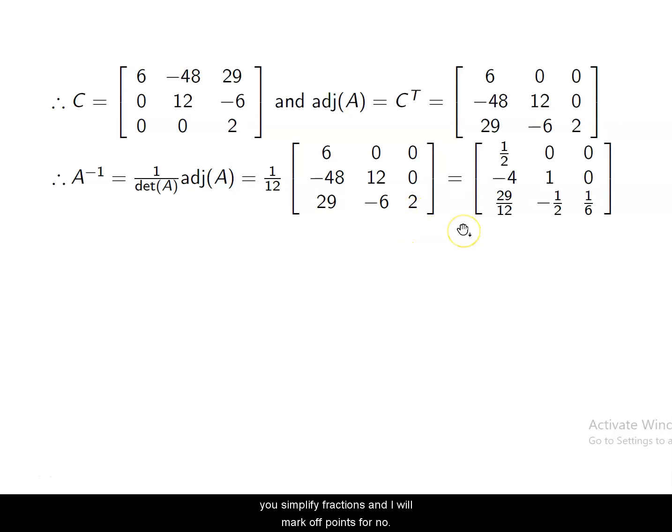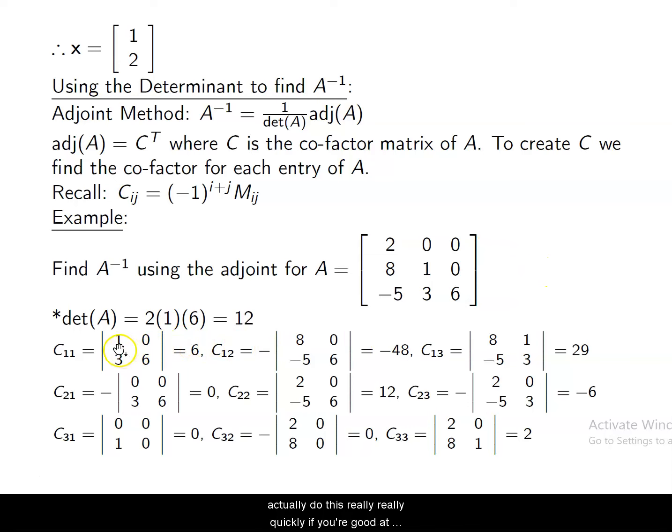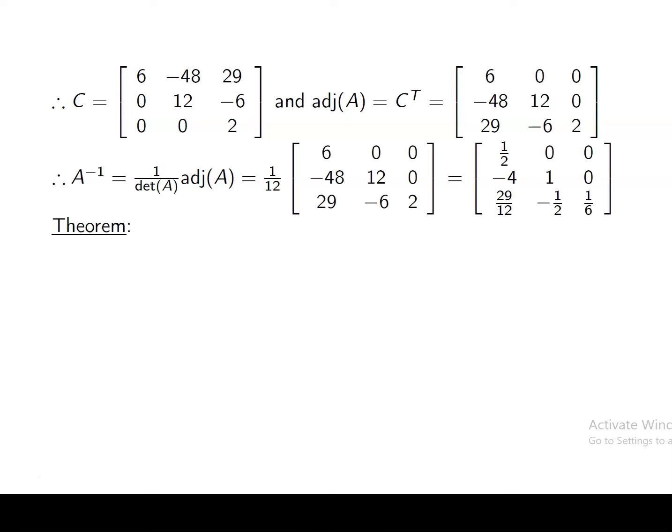I will mark off points for not simplifying fractions at this level, right? This is a linear algebra course. Definitely reduce all of your terms into their simplest form and leave them exact. This is how I want them. I do not want decimals either. So this is A inverse. Now it may seem like it takes a little bit of work, but so does everything else in this class. And you can actually do this really quickly if you're good at determinants at this point, which hopefully you guys are. But there is work involved, obviously. Let's move on to our next theorem.